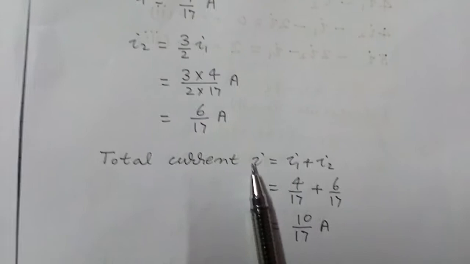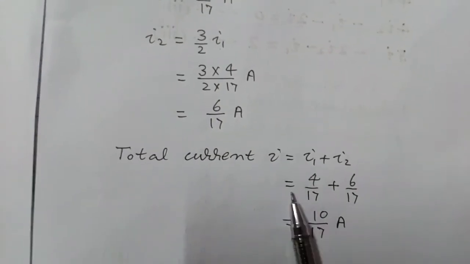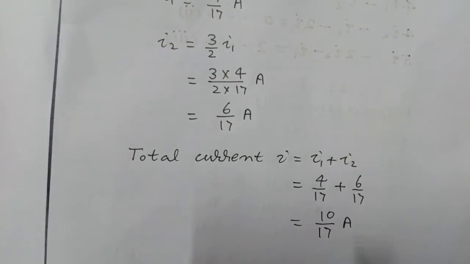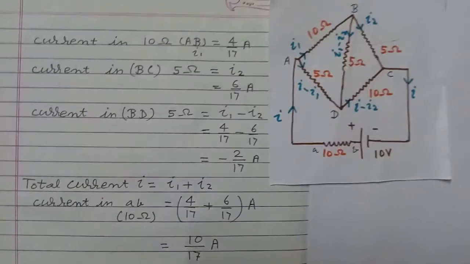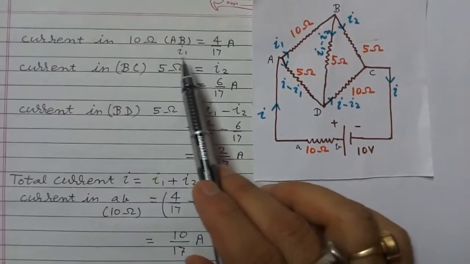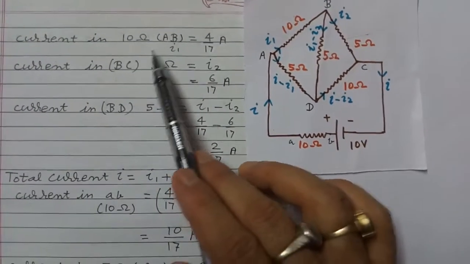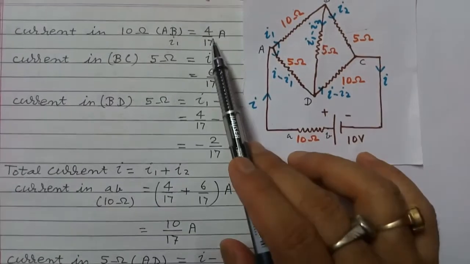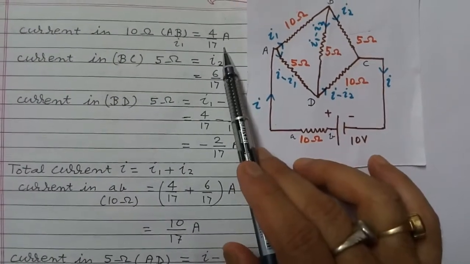And total current I is equal to I1 plus I2. This is equal to 4 upon 17 plus 6 upon 17. And this is equal to 10 upon 17 ampere. Now current in each resistance. So current in the 10 ohm resistance in the AB arm. This is I1. So this is equal to 4 upon 17 ampere.